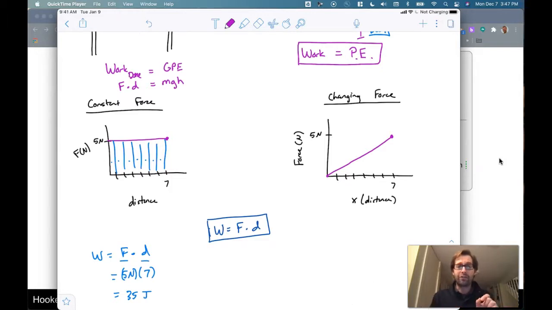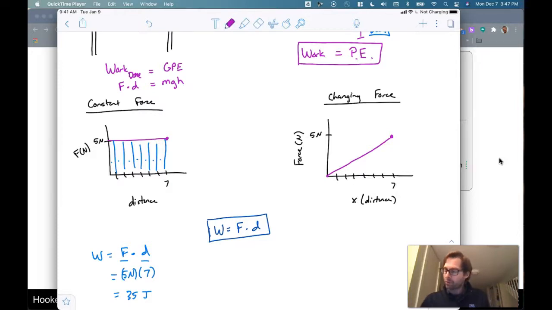Now, when I take a look at both of these, we both can find work. However, what we're looking for is something entirely different. If I just multiplied 5 and 7, I would get a completely wrong answer. Because if you look at this carefully, the force is much less than 5 newtons in the beginning, and then it only equals 5 newtons at the end. So I can't use 5 newtons as my force because it's not the same force for the whole time I'm stretching the spring. So I have to think about this slightly differently.